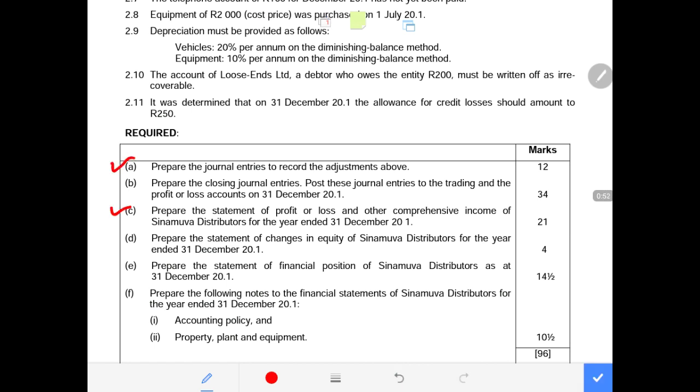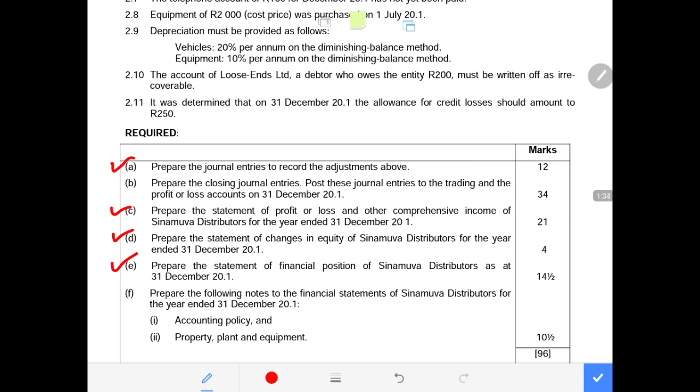Number C, prepare the statement of profit or loss and other comprehensive income of Sinamuva Distributors for the year ended 31st of December 2001. So I will do that. Then number D, we are to prepare the statement of changes in equity of Sinamuva Distributors for the year that ends on the 31st of December in the year 2001 again. And the last requirement that I will do for the sake of this video is number E, which is the preparation of the statement of financial position.